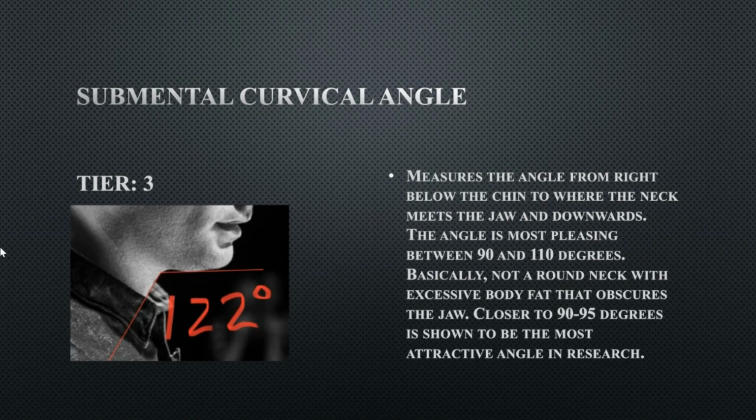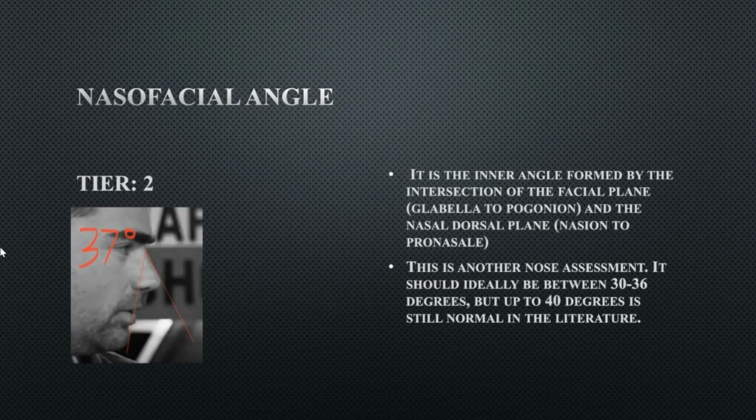His submental cervical angle is 122, so this is in the normal range, but it's not ideal by any means. He does have a high hyoid, as you can see right there, and a lot of fat underneath the chin as well. At 122 degrees, this is not ideal by any means. If you want to be closer to the ideal range, you want to be at least around 100 degrees.